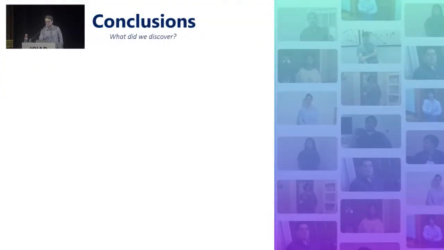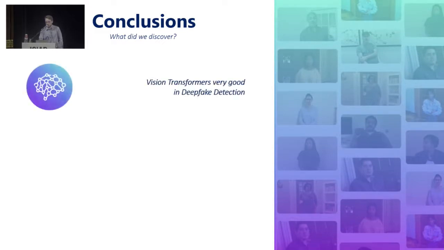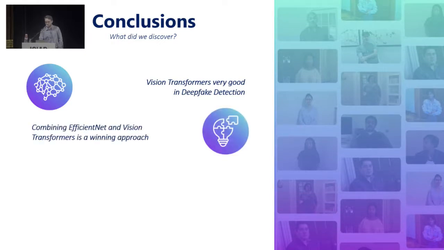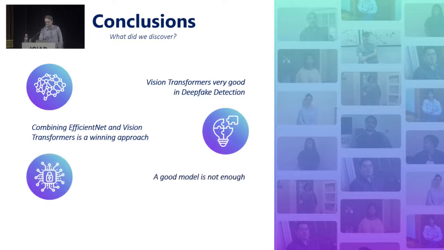So just to give you some conclusions, what did we discover? We discovered that vision transformers are very good in deepfake detection, that combining EfficientNet and Vision Transformer is a winning approach, and that a good model is not enough, but we have to manage also security and scale issues in order to obtain a model that may be used also in the real world.